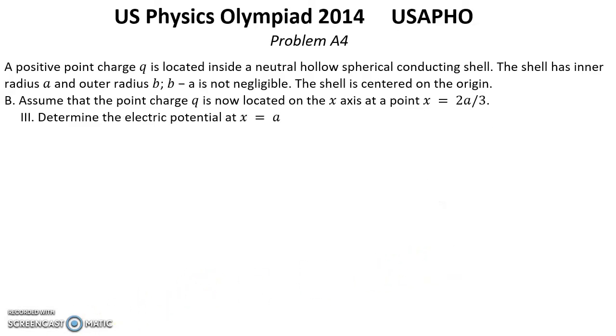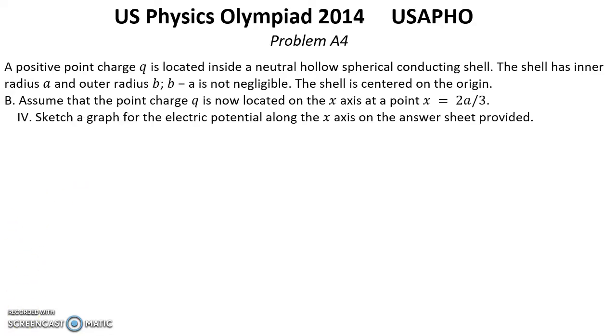Question 3. Determine the electric potential at x equal a. Again, we have the electric potential outside the sphere for x greater than b the same as for a point charge in the center of this sphere. So that will be this expression. The potential at point A is the same as the potential at point B, because this shell is an equipotential surface. So that's the answer for question 3.